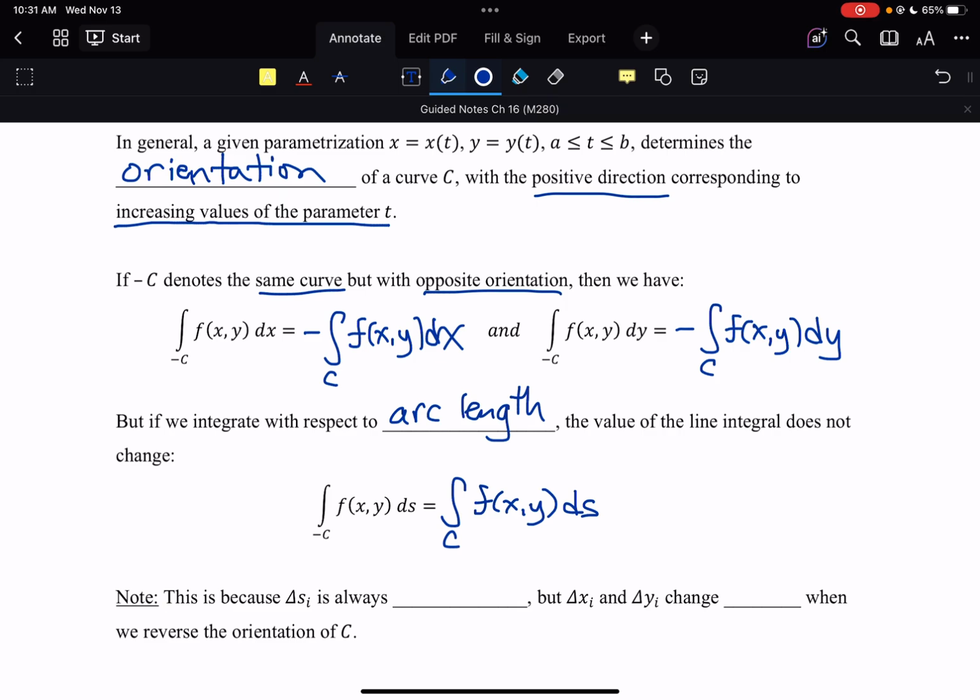So again, delta x and delta y change sign when we reverse the orientation, but arc length, the curve will be the same length whether you go forwards or backwards. So arc length is always positive along these curves. This is why we like to use arc length when possible, because we are able to evaluate it without consideration of orientation. It'll be the same either direction, whereas x and y are not.